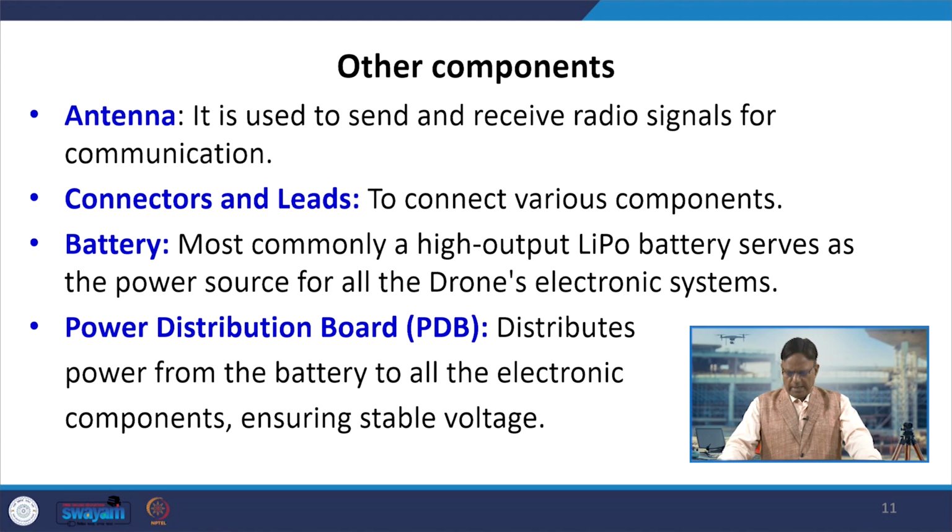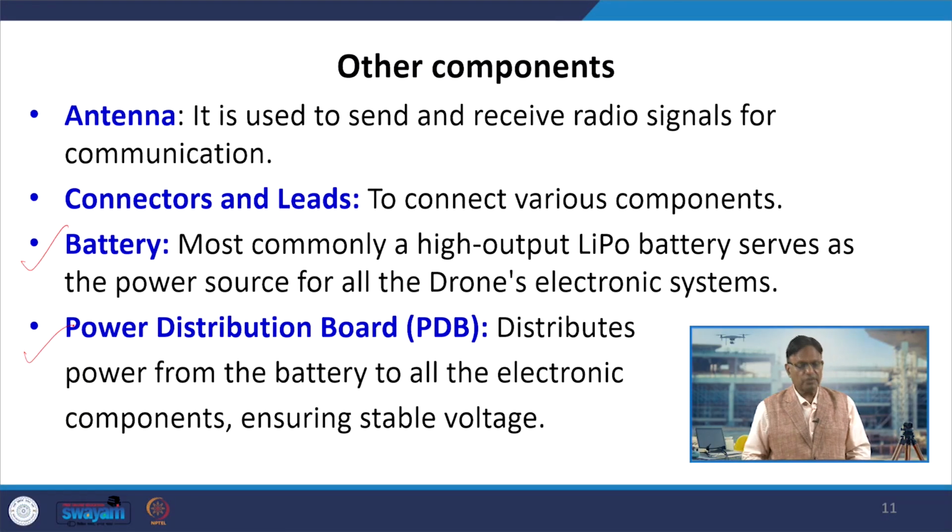Now, next is the battery, which is a very important part of a drone system because we need high output. Nowadays we are using LiPo batteries, which serve as the power source for all the drone's electronic systems. But there is a lot more research to be done in this particular area, on how to prolong the life of the battery once it is charged. Then we have a power distribution system, which will distribute power from the battery to all the electronic components in the drone system and ensure a stable voltage, with no fluctuation in the voltage.